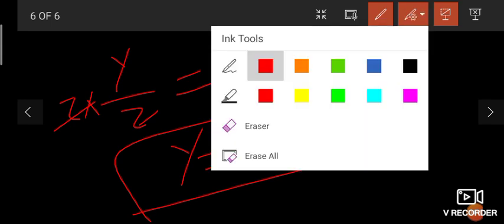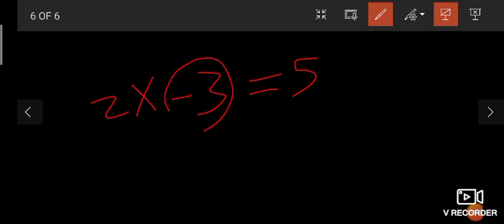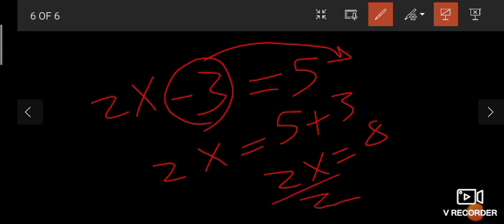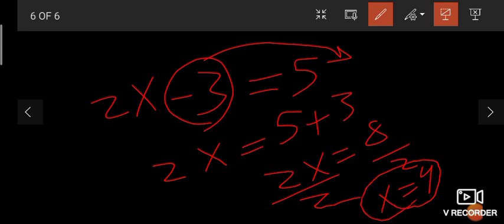Okay, another example: 2x minus 3 equals 5. Then we move the negative 3 to the other side at first, then it will be 2x equals 5 plus 3. Then 2x equals 8. We divide by 2 on the other side, then x equals 4. Okay, the solution set of this equation is 4.